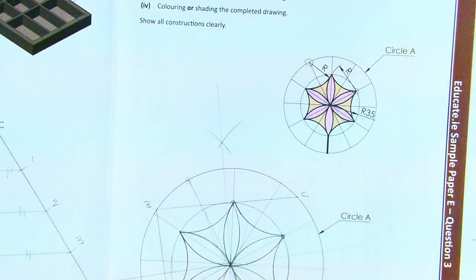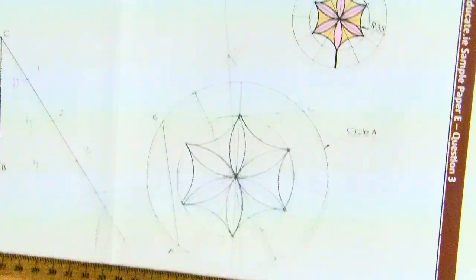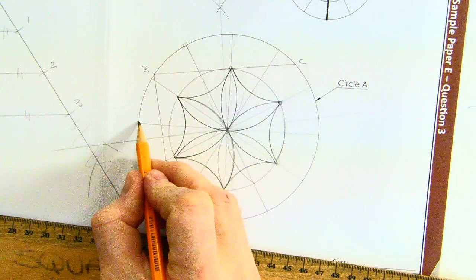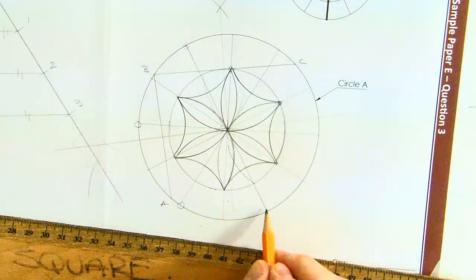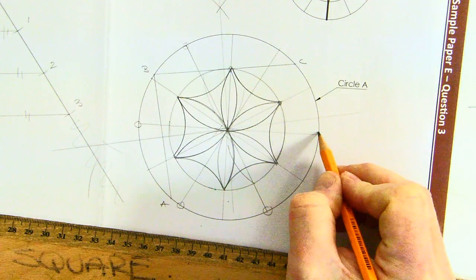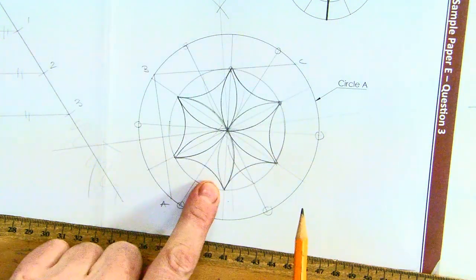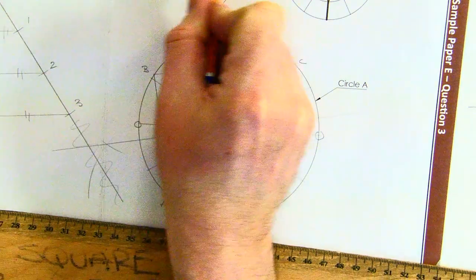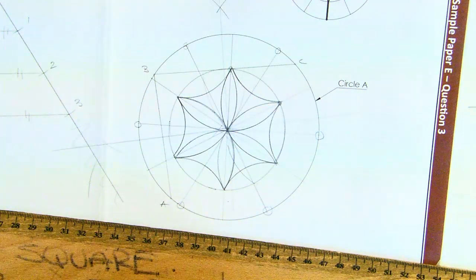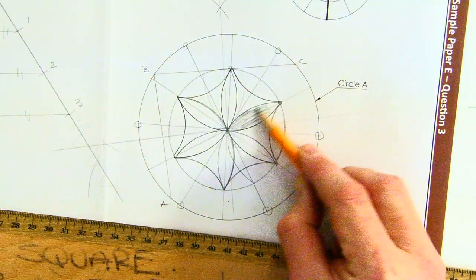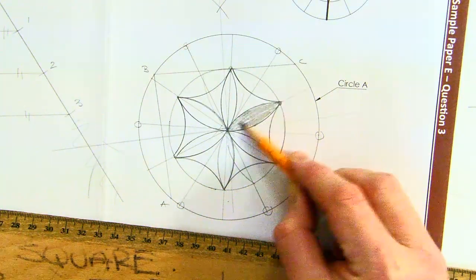Now, so it's here, here, here, here, here, and here were all the centers for these arcs. Now, it tells you then color or shade. Now, some of you are going to just use a pencil. I'm going to shade in half of this with a pencil and half of it with colors.